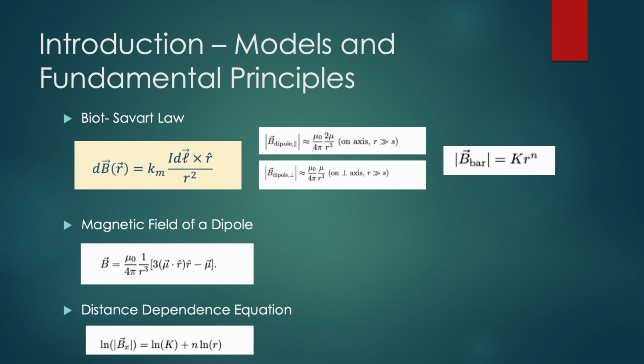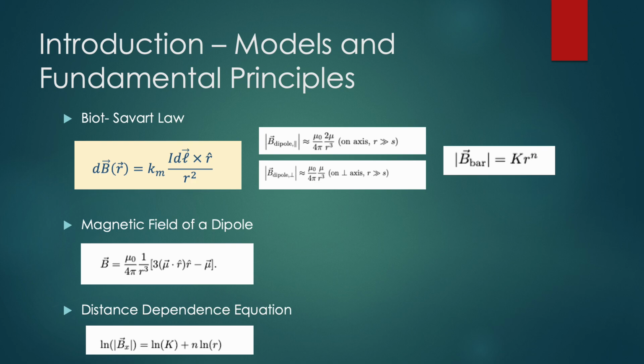The first fundamental principle we will be using is the Biot-Savart law, which relates the magnetic field produced by an object at an observation point to the current I running through the object and the distance r between the source of the field and the observation point. The magnetic field dB for a section dl is given by the following equation derived from the Biot-Savart law, in yellow. Then, integrating the Biot-Savart law and looking at the limit where r is much greater than s, we get the following two equations for the magnitude of the magnetic field on-axis and off-axis.